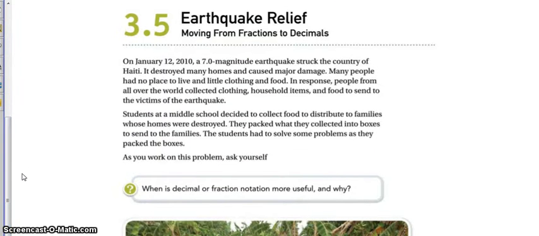It says, on January 12, 2010, a 7.0 magnitude earthquake struck the country of Haiti. It destroyed many homes and caused major damage. Many people had no place to live and little clothing and food. In response, people from all over the world collected clothing, household items, and food to send to the victims of the earthquake. Students at a middle school decided to collect food to distribute to families whose homes were destroyed. They packed what was collected into boxes and sent them to families. The students had to solve some problems as they packed boxes. As you work this problem, we need to ask ourselves, when is a decimal or fraction more useful and why?